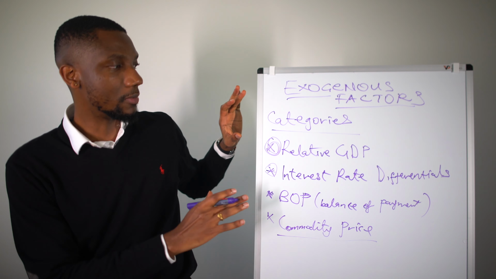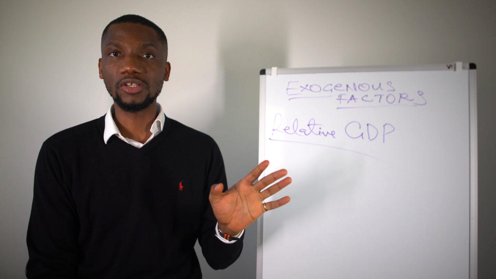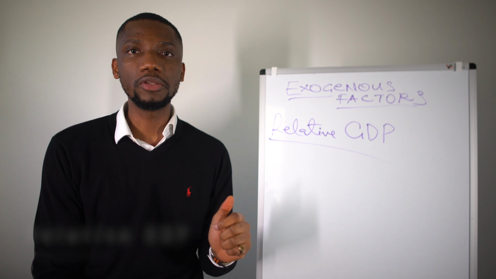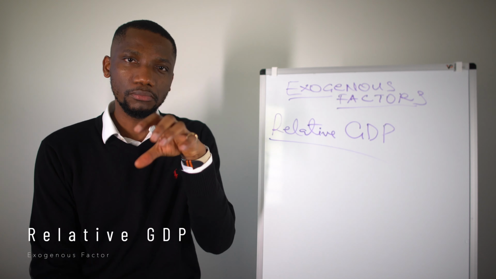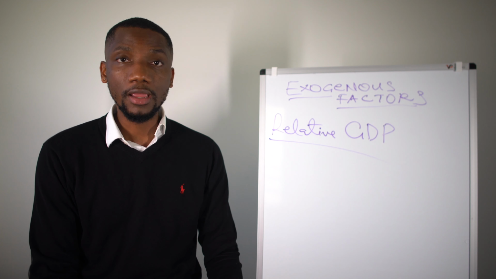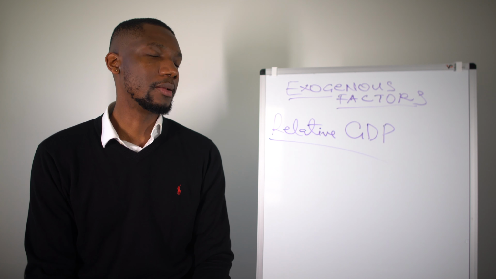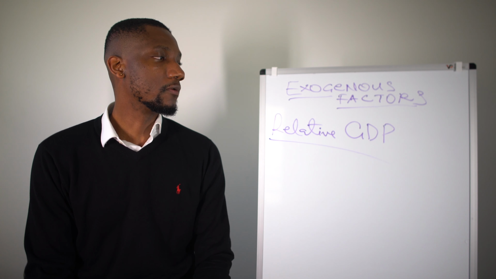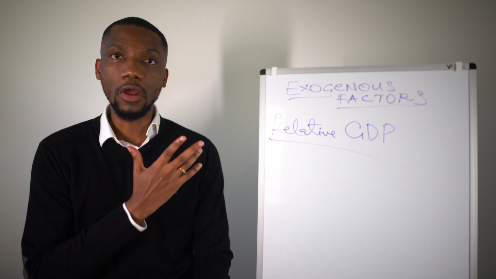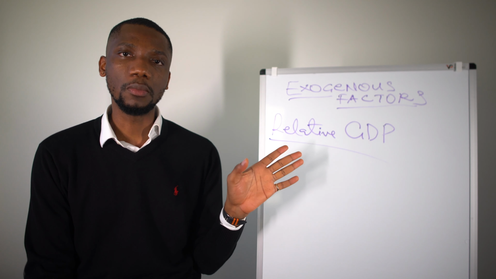Now let's talk about relative GDP. I'm going to wipe the board. Let's talk about relative GDP. Remember, that's part of the exogenous factors. And like I said, I'm going to dwell a little bit on the categories that we have without wasting much of your time, because obviously you can and you should read the PDF. There's always more information in the PDF. But then it's always good to also give some brief explanation.